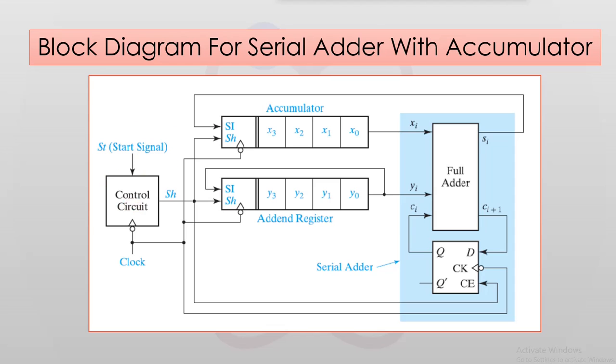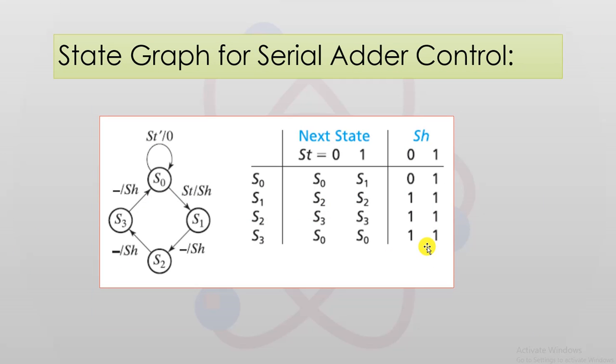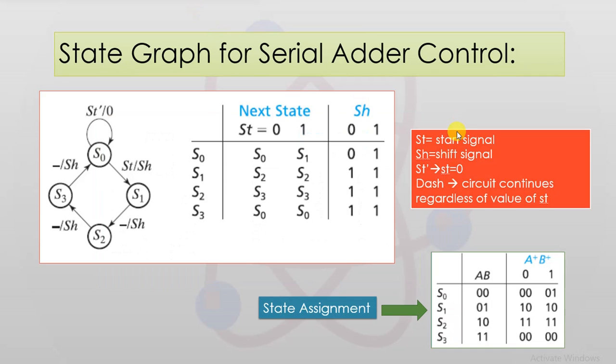So to understand that in a better way, we are going to look into the state graph for the serial adder controller. So in this particular state graph for the serial adder control, we are going to make use of notations such as ST, which corresponds to the start signal, SH, which corresponds to the shift signal, ST bar, which indicates that ST is equal to 0, that is start signal is equal to 0, and a dash. So initially let me consider that I am in the state S0.